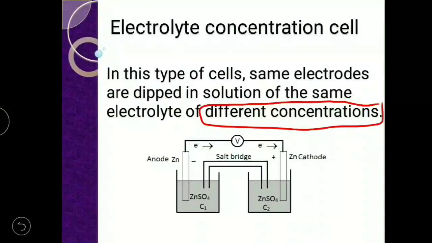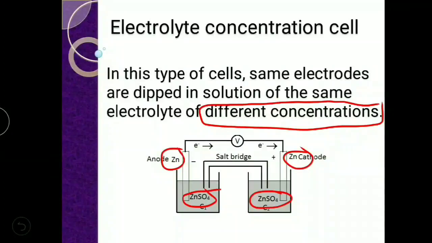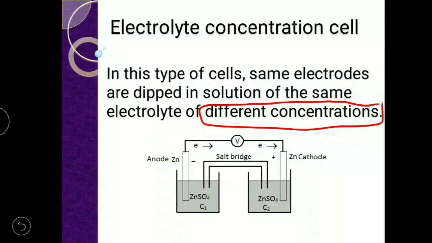If you see this galvanic cell, both the electrolytes are zinc sulfate and both the electrodes are made up of zinc. In both the half cells, zinc rods are dipped in zinc sulfate solution. But in the anodic half cell, the concentration of zinc sulfate is C1. In the cathodic half cell, the concentration of zinc sulfate is C2. So there is a difference in the concentration of electrolytes, but the same electrolyte.